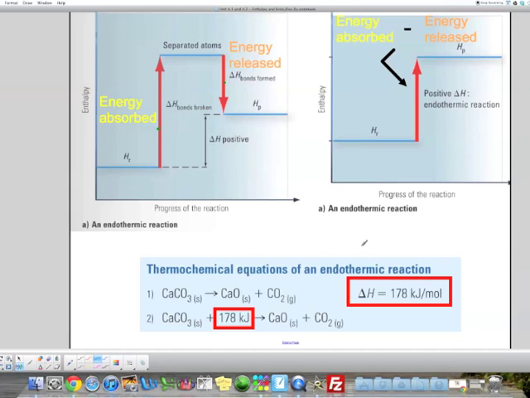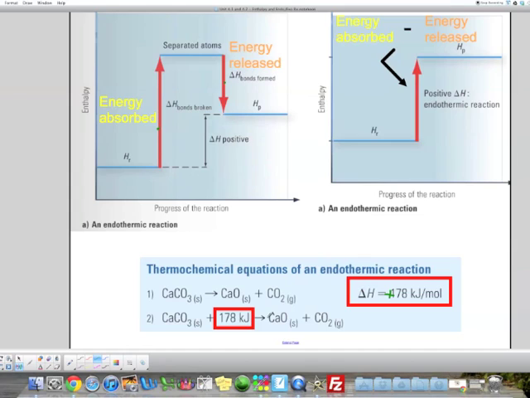Another way of expressing an endothermic reaction is to express its change of enthalpy as a positive value. So if I have my reaction and I want to give the overall energy involved within the reaction, I will put a positive value if it is endothermic.